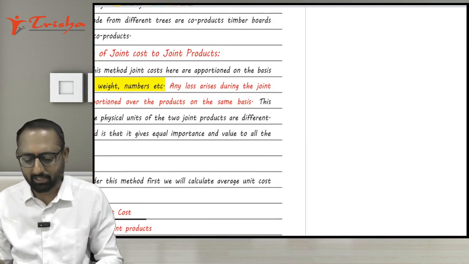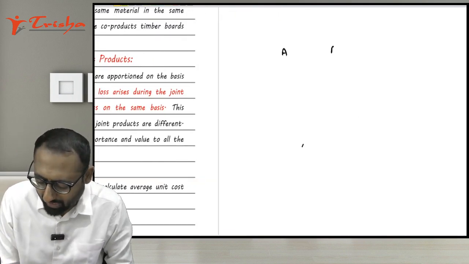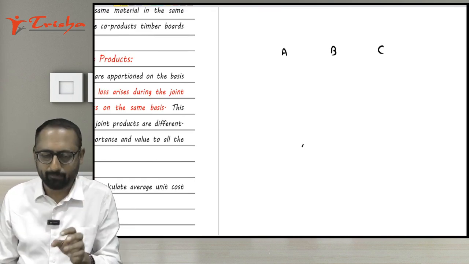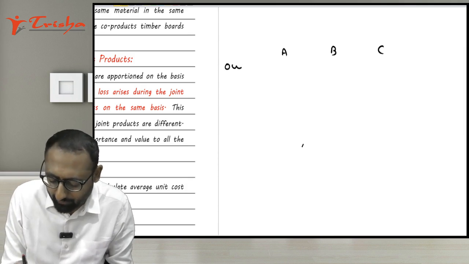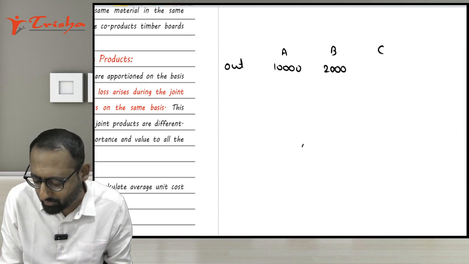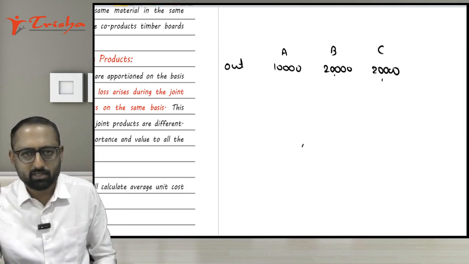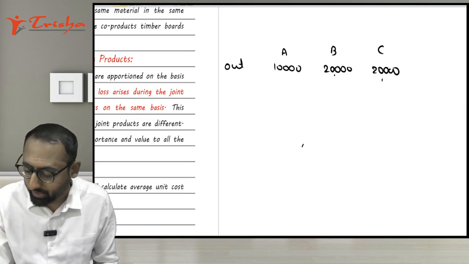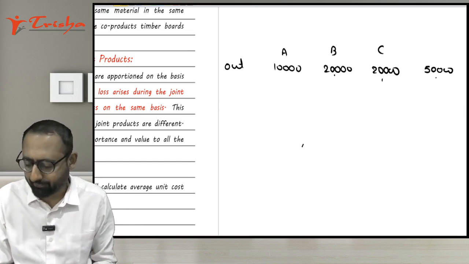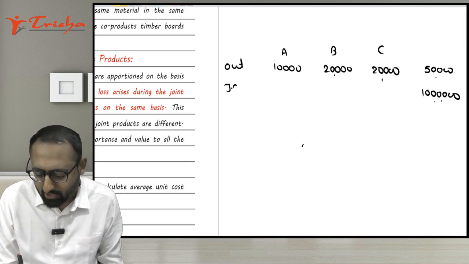I'll take one example, guys. Suppose there are three joint product A, product B, and product C. At the split off point, at the point of separation, the output is given in the question. Suppose output is 10,000, output is 20,000, and suppose output is 20,000. So 10,000, 20,000, 20,000 is your output, and total output is 50,000. And say, for example, joint cost is given in the question, 10 lakh rupees is a joint cost. So joint cost is 10 lakh.